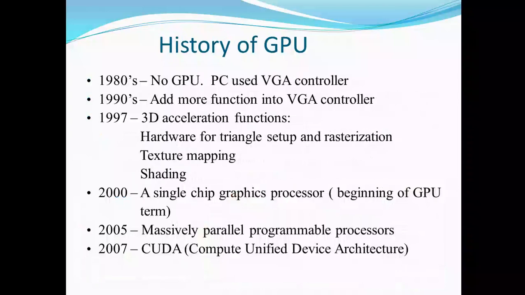Now let's move on to the history of GPUs. In the 1980s there was no GPU. PCs used VGA controllers only. In the 1990s there were more advanced functions in VGA controllers. In 1997, 3D acceleration of functions, hardware for triangle setup and rasterization, texture mapping, and shading. In 2000, a single chip graphic processor, and the beginning of the term GPU. In 2005, massively parallel programmable processors were used. In 2007, NVIDIA introduced CUDA. CUDA stands for Compute Unified Device Architecture.